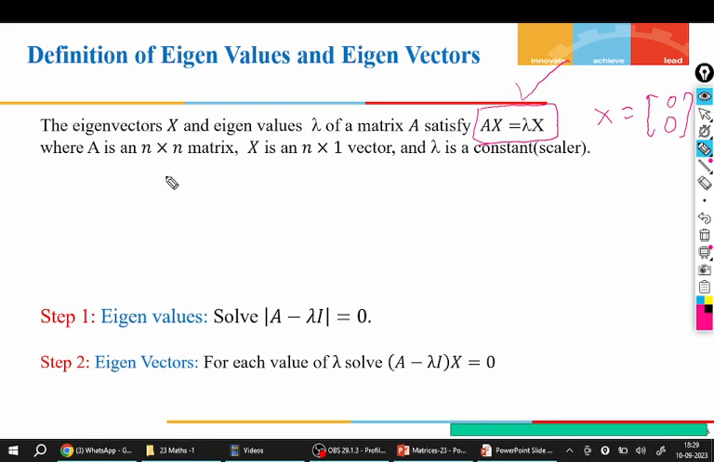Ax = lambda x can be written as Ax minus lambda x is equal to 0. I have taken lambda x to the left hand side. Let me take x as common. We get (A minus lambda I) x = 0.